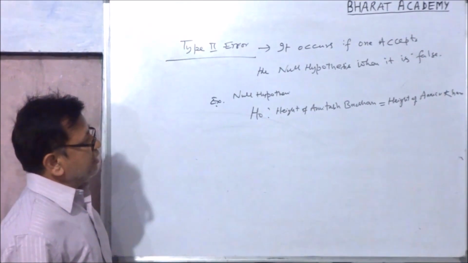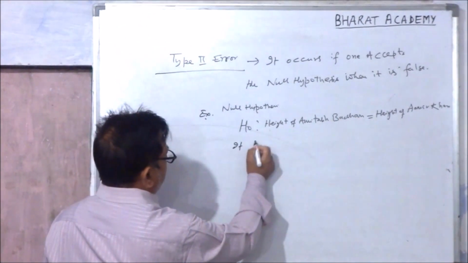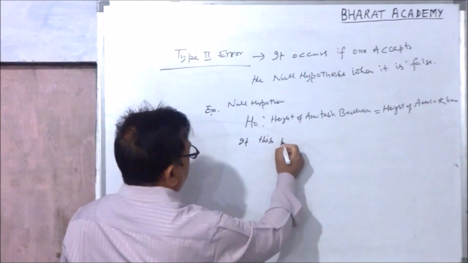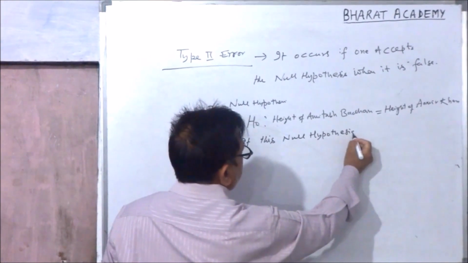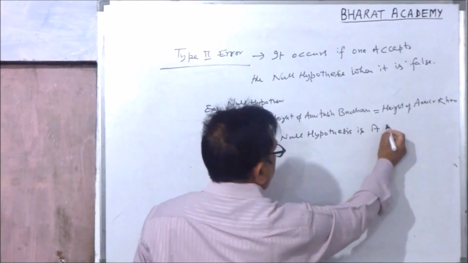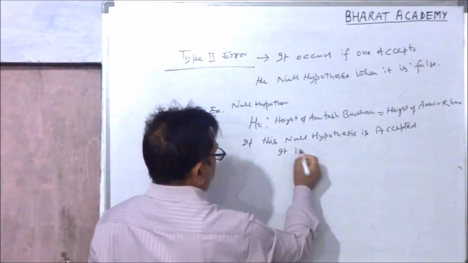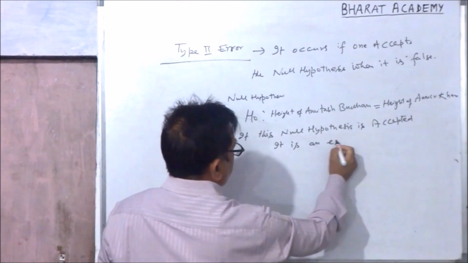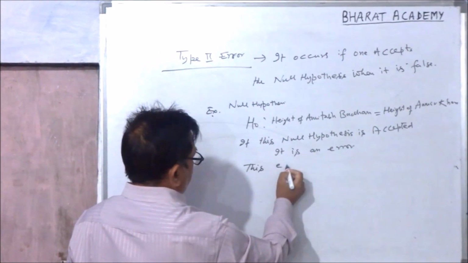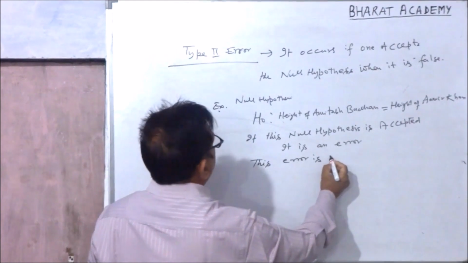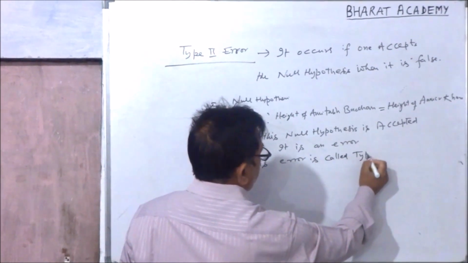Everybody knows that Amitabh Bachchan is taller than Amir Khan. If this null hypothesis is accepted, it is an error. This error is called type 2 error.